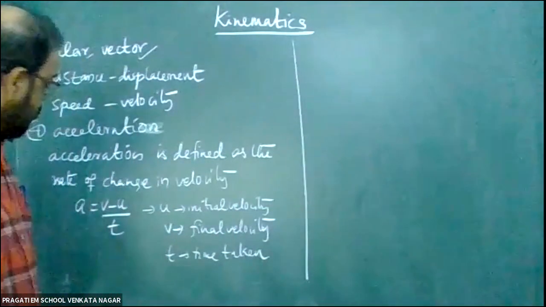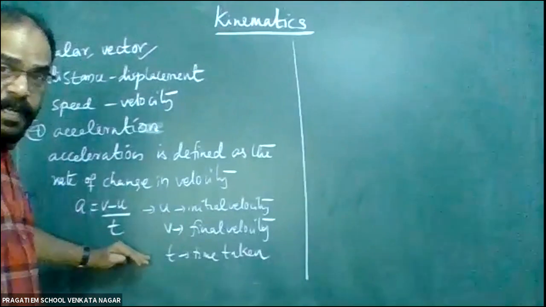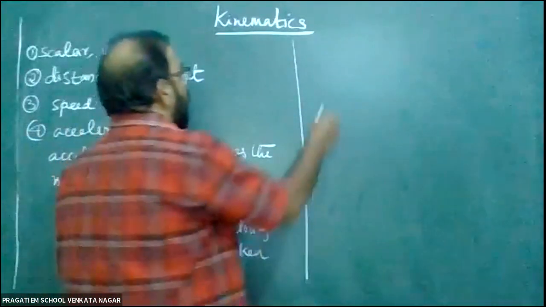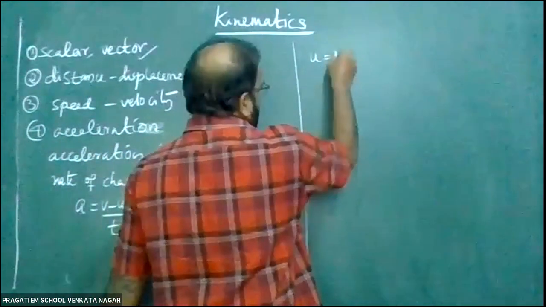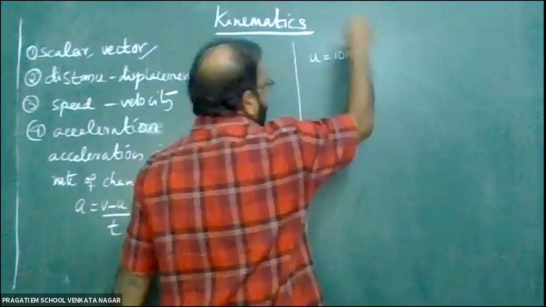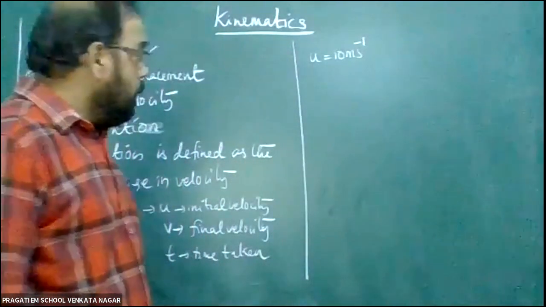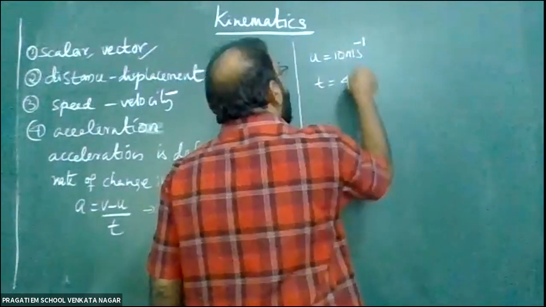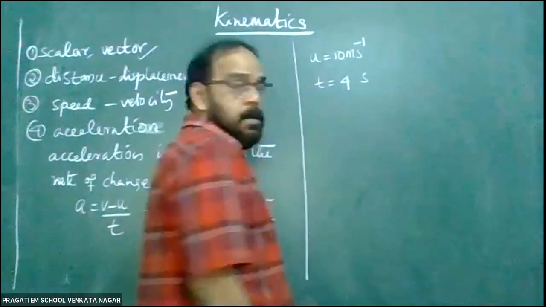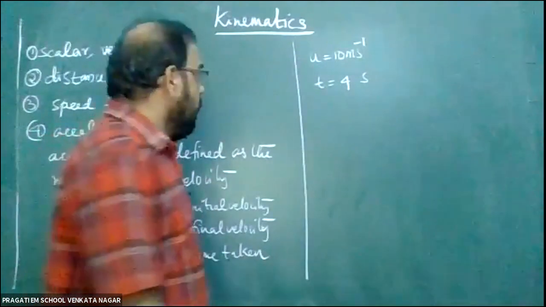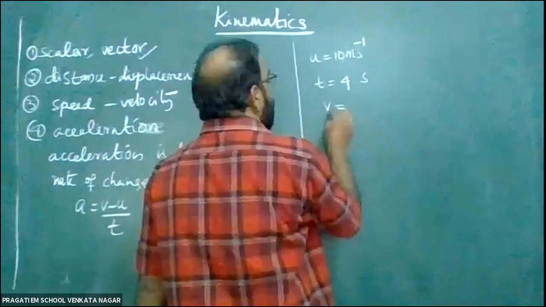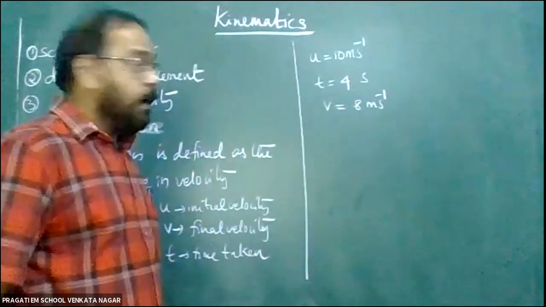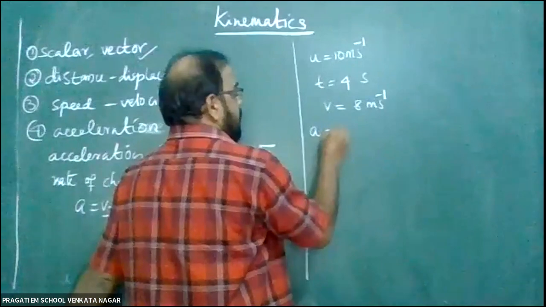So now this acceleration can be positive or negative. For example, you see an object is moving with a velocity 10 meters per second. After some time, after 4 seconds, it decreases the velocity and the velocity became 8 meters per second. Now let us find what is the acceleration.